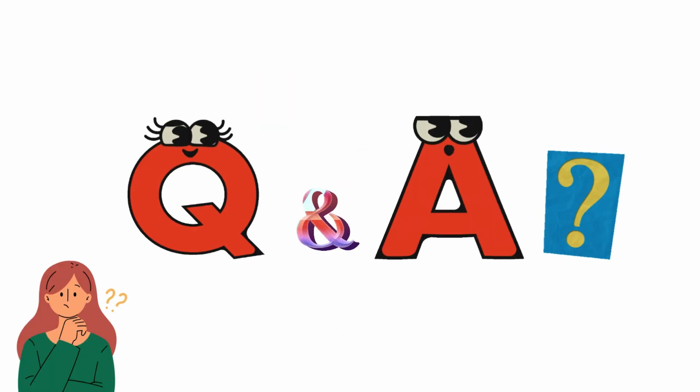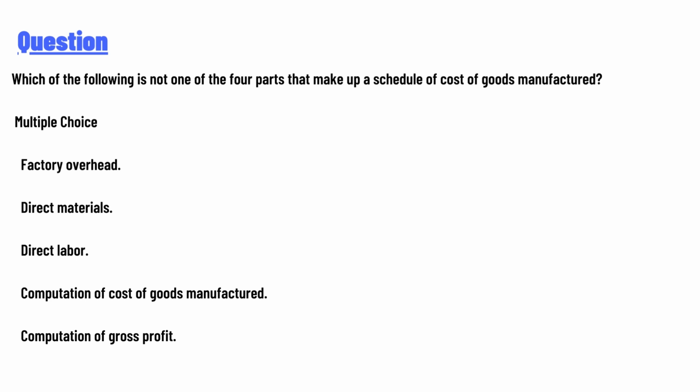So our today's question is, which of the following is not one of the four parts of the schedule of cost of goods manufactured? Multiple choice: factory overhead, direct materials used, direct labor, computation of cost of goods manufactured, computation of gross profit.